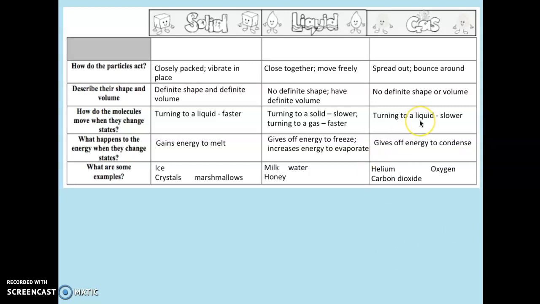So water is a good example to use when you're thinking about changing from one state to another because it easily and widespread exists on the planet Earth in all three states of matter. So it's very common to be found in solid, liquid, and gaseous phase.